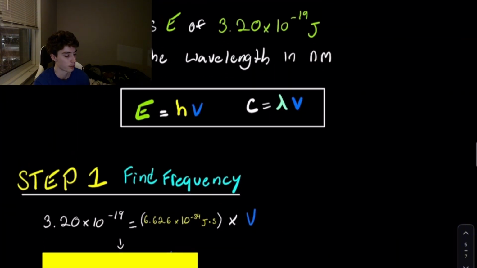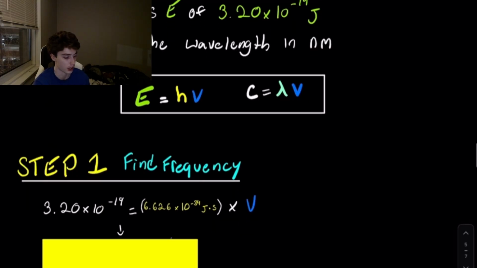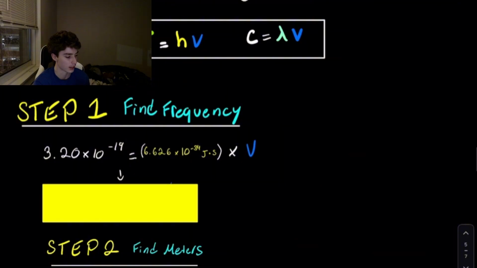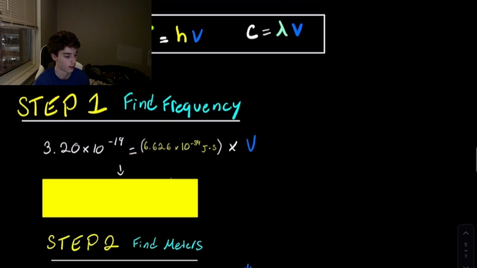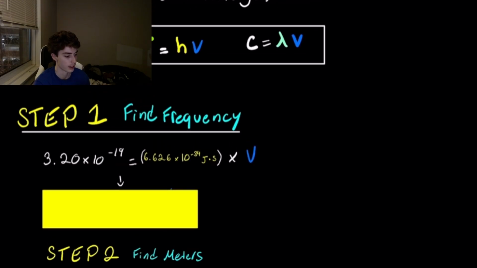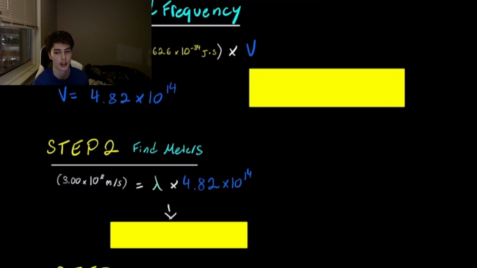Okay, practice question number 3, using the same formulas again. A photon has an energy of 3.20 times 10 to the negative 19th joules. Find the wavelength in nanometers. This is fantastic because they already gave us our energy, so now we just have to find the wavelength. I can go to the first equation and divide the energy by Planck's constant to get our frequency, because that's what we need to eventually find our nanometers. Our frequency is 4.82 times 10 to the 14th.